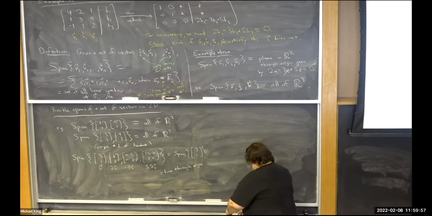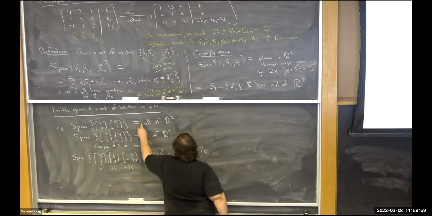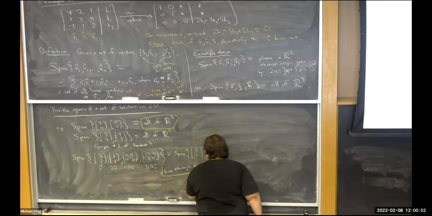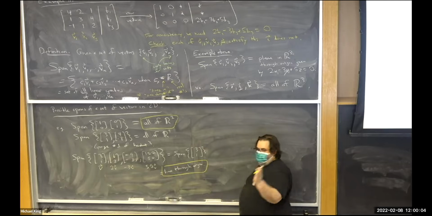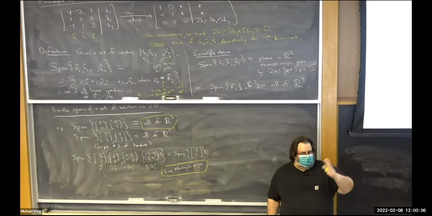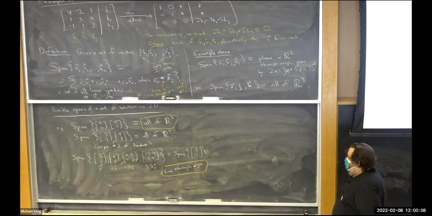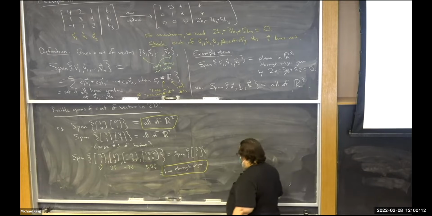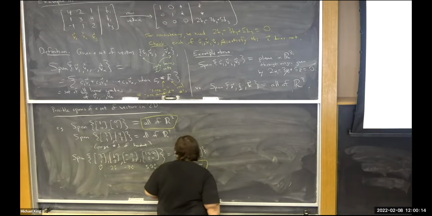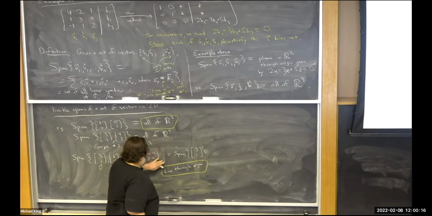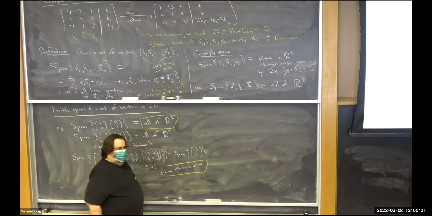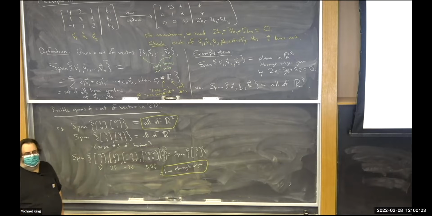Okay, so one possibility we found is all of R2. Another possibility we found is a line through the origin. You probably believe I could change the numbers to make any line through the origin. Actually, I could even throw the 0 vector into this set. Doesn't change anything, right? Any multiple of the 0 vector is the 0 vector, so that doesn't change anything in linear combinations.